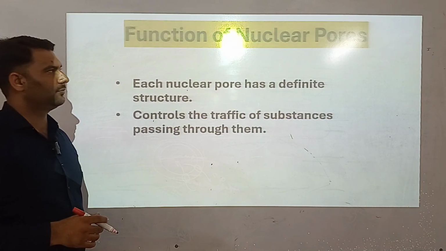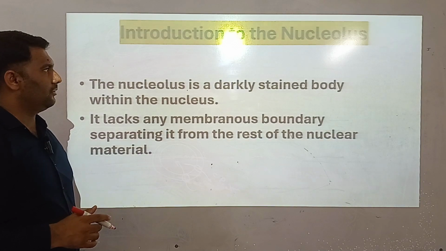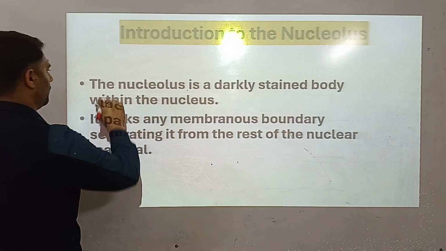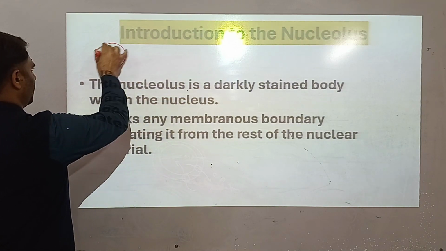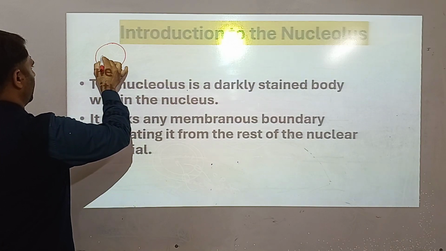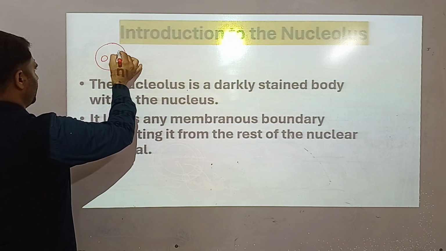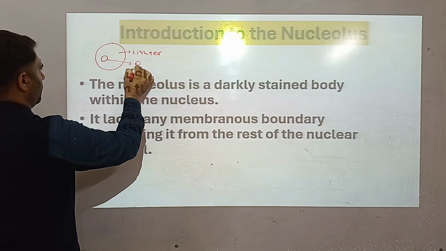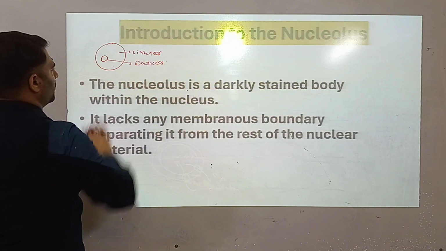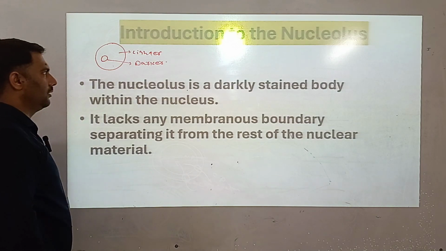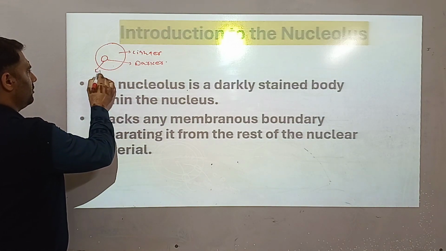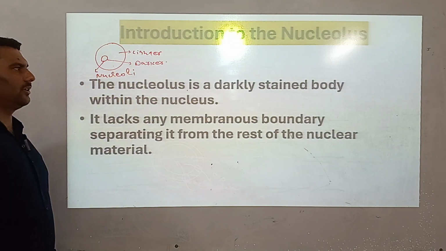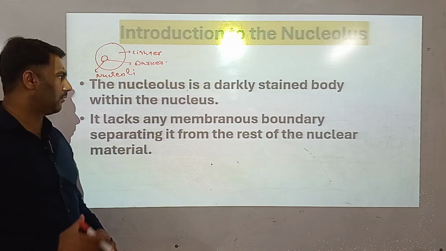Next is the introduction of the nucleolus. The nucleolus is darkly stained within the nucleus. For example, when we stain the nucleus, we find this region lighter and this region darker. This darker region is known as the nucleolus. There may be more than one in the nucleus.